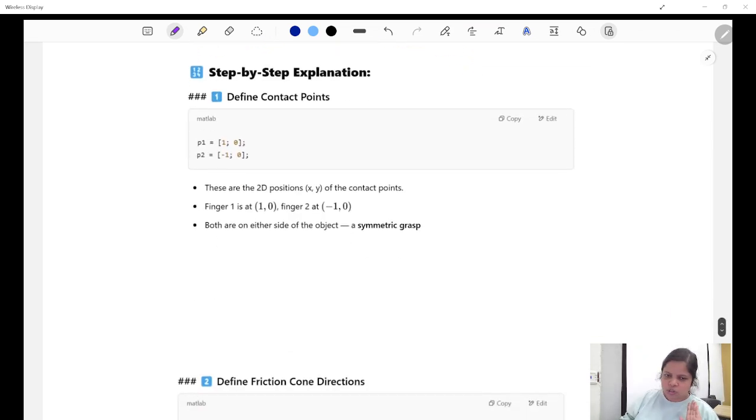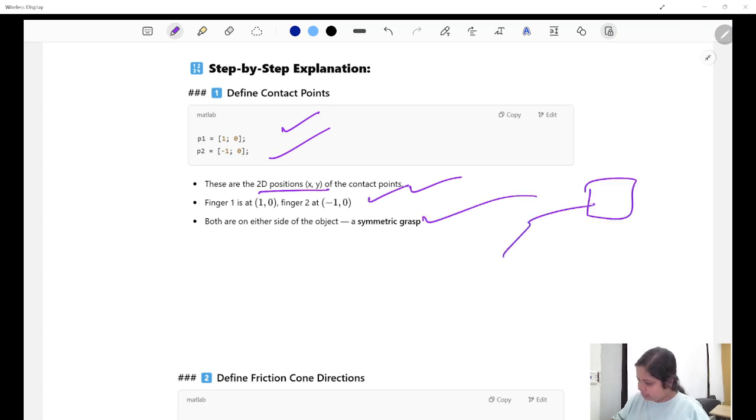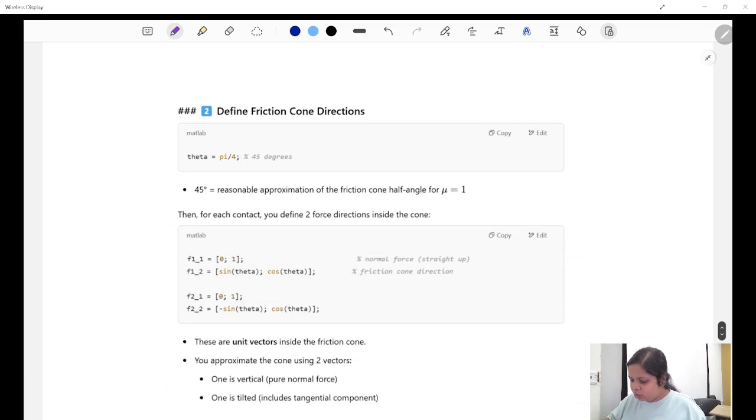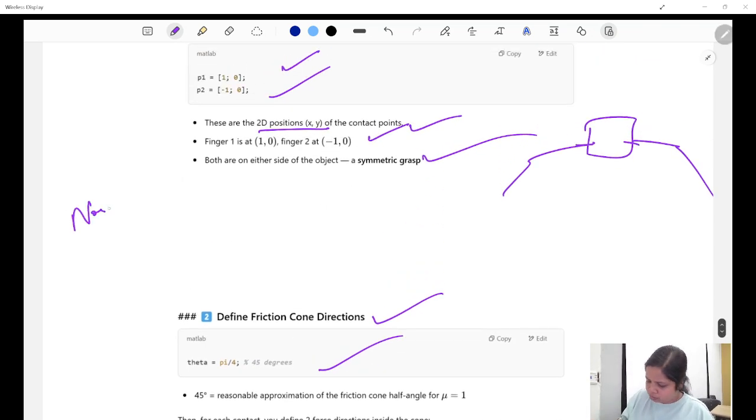I'll show you the answer to this question in MATLAB also, but before that, you define the contact points in this way. These are 2D positions of the contact points, and both are on either side of the object. So if the object is like this, it is this way. Then we also define the friction cone direction, which is pi by 4 here. For that, you know very well that for friction, there is a normal force.